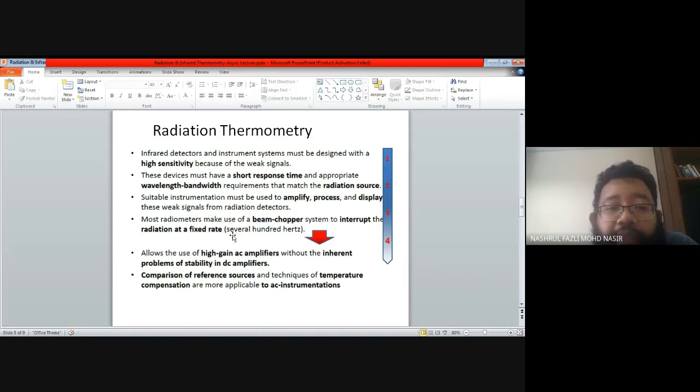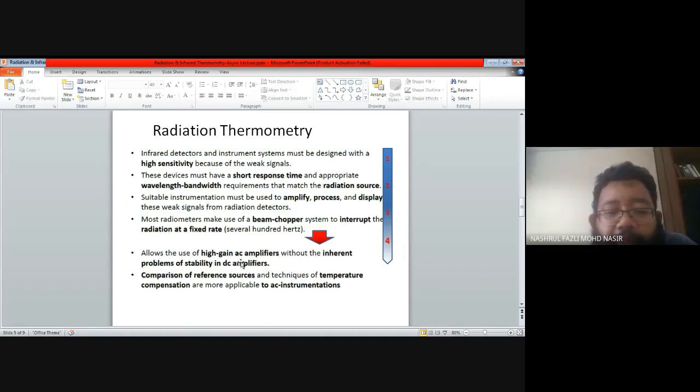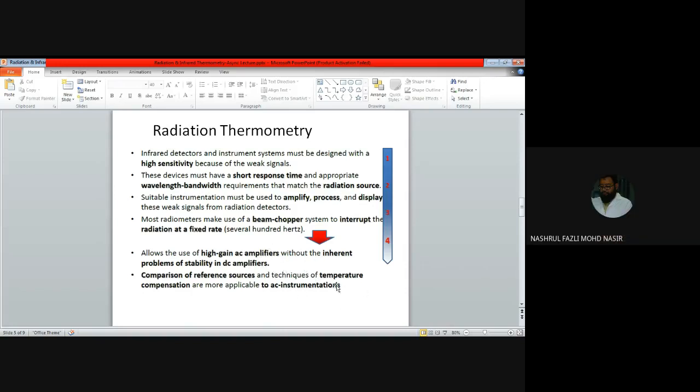The radiation detectors. Most radiometers make use of a beam chopper system to interrupt the radiation at a fixed rate. So we have this beam chopper system, and it allows the use of high gain AC amplifiers without the inherent problems of stability in DC amplifiers. The comparison of reference sources and techniques of temperature compensation are more applicable to AC instrumentation. So these are the things that help the measurement of our temperature using radiation thermometry.